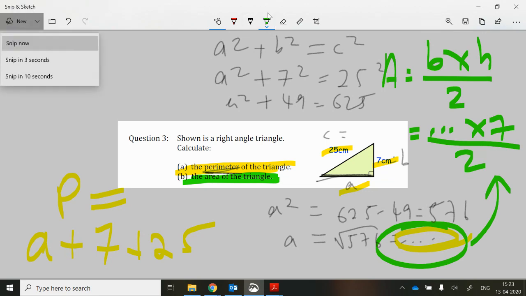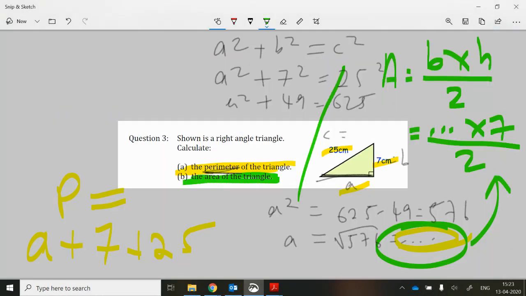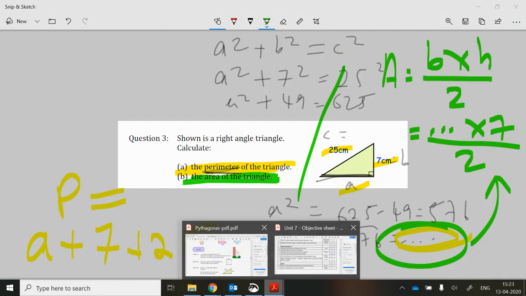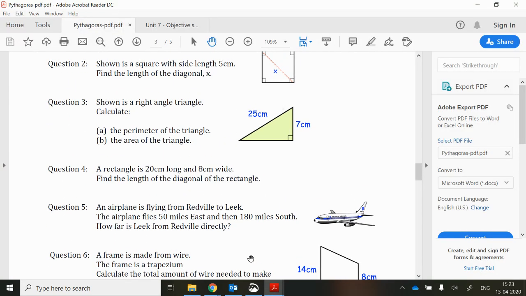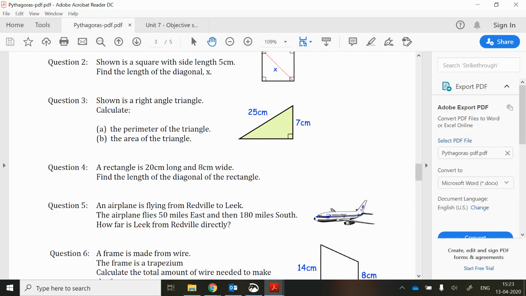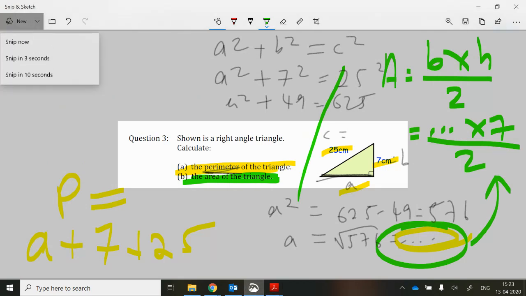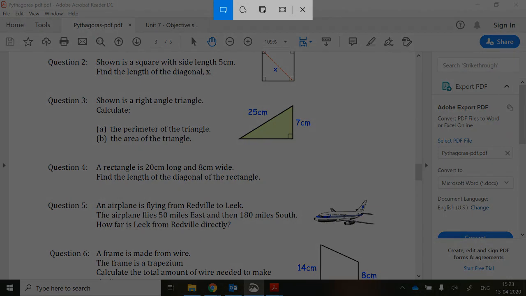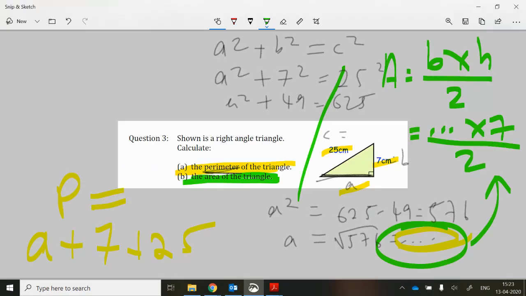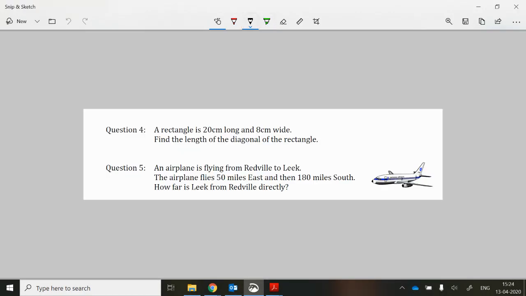Right, now, next one, let's have a look at 2 more questions. So look at question 4 and let's look at question 5. Let's take them at the same time, just to draw the diagram. So for question 4, again, for all of these questions, draw a diagram. The rectangle is 20 centimeters long and 8 centimeters wide. So 20, and you've got 8.